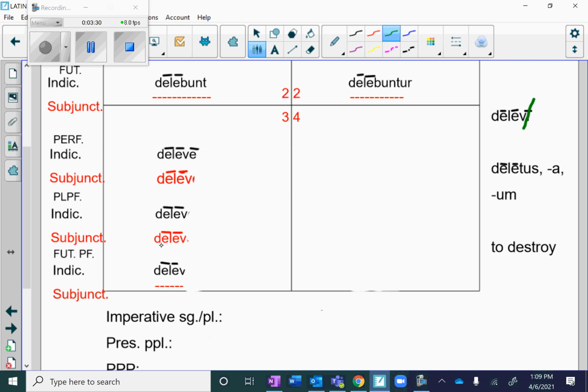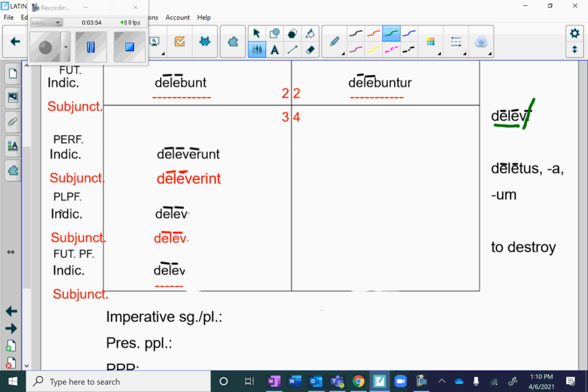Okay, for the perfect indicative, like the present, it's just the stem and an ending, but this time the stem is from the third principal part, and the ending is that special set of endings, i, isti, it, imus, istis, erunt. Okay, for the subjunctive, we use the stem and we use the endings erim, eris, erit, erimus, eritis, erint.